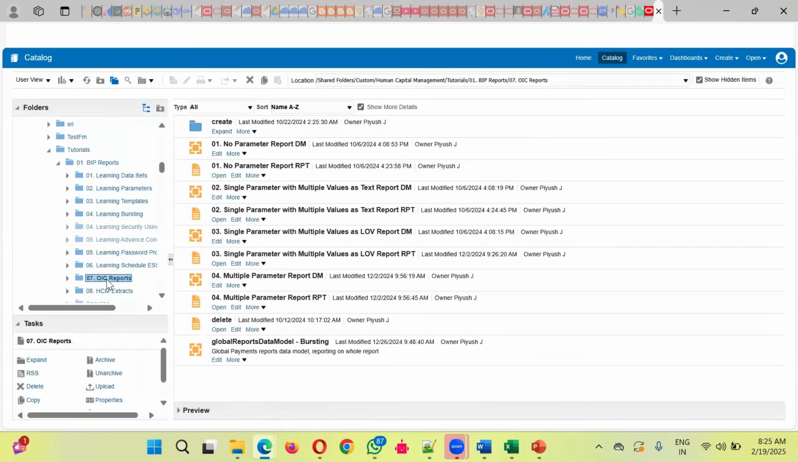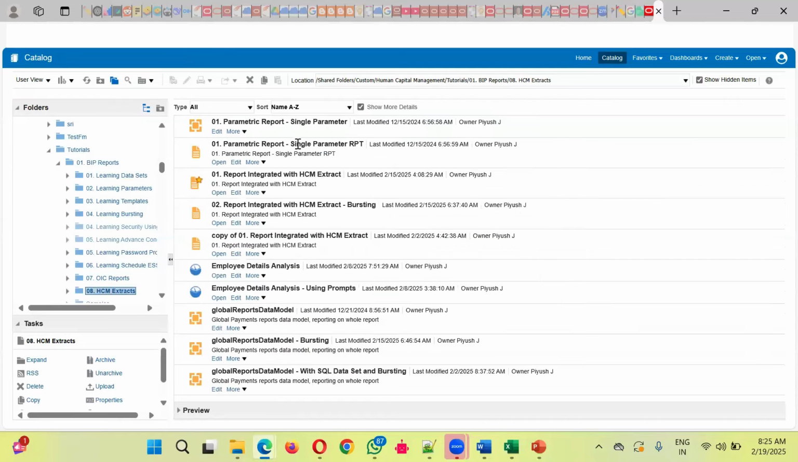For OIC reports, in case you want to integrate with OIC, how we are going to build the report and integrate, all these reports we have kept. In HCM extract, if you want to integrate with HCM extract, different samples, different sorts of scenarios that we are going to learn, we will be covering all these aspects.